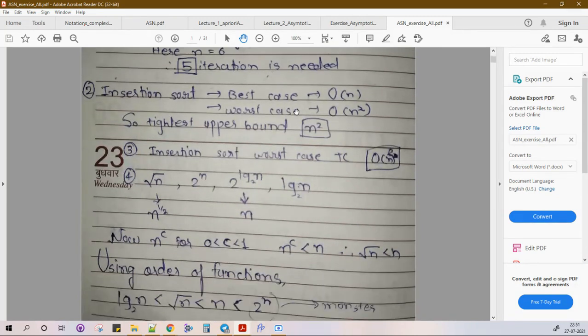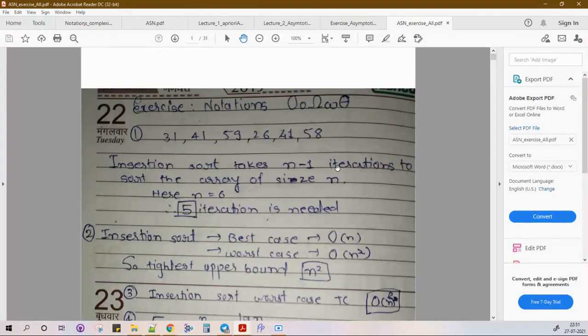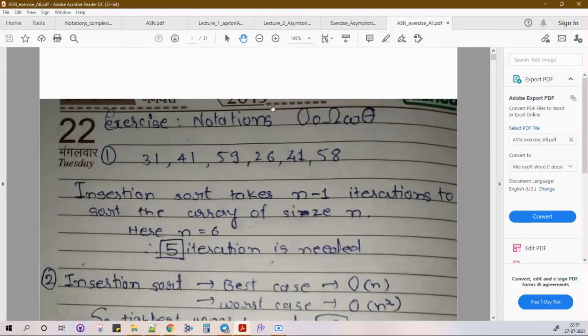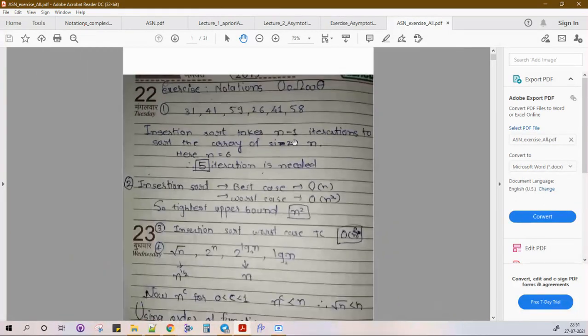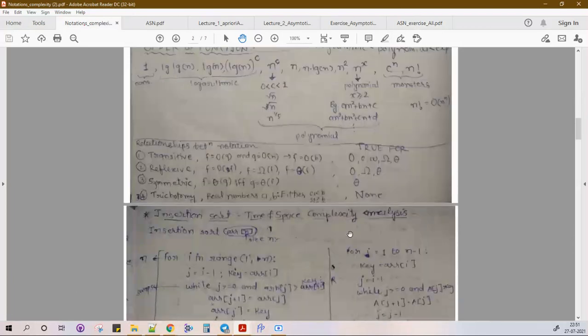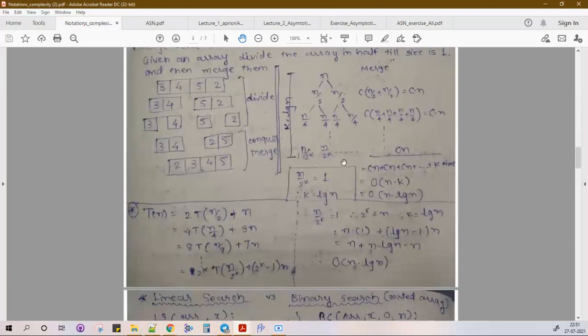Okay. So, what are the best and worst time complexity of insertion sort? The best case is order of n. If everything is sorted, 1, 2, 3, 4, 5, I am just going through and making 5 comparisons. And what is the worst case? It is order of n square. Why is it order of n square? I wrote it somewhere. I can't remember. Yes, here it is.